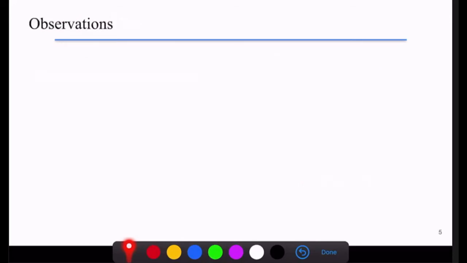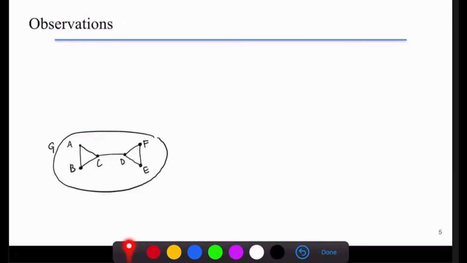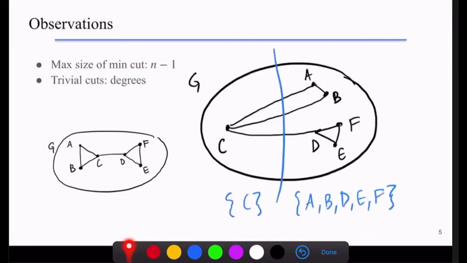So some observations. If we have any graph G, we know that the size of the min cut is at most n minus 1. We know that because we can make a trivial cut by putting one vertex on one side and everything else on the other side. The size of this cut will just be the degree of this vertex, and we know that the max degree is n minus 1. So the max size of any min cut will also be n minus 1.